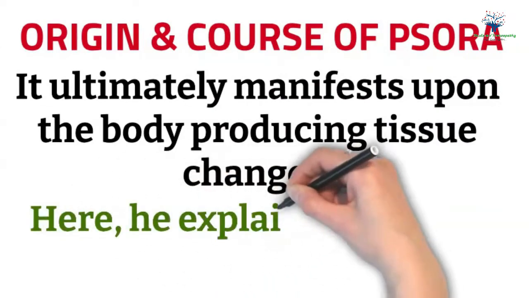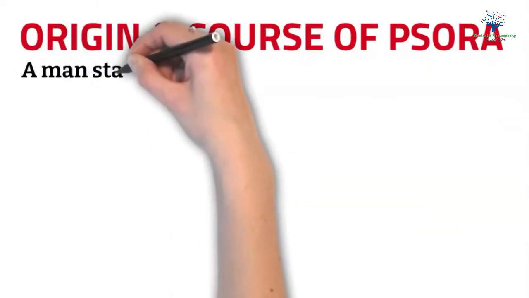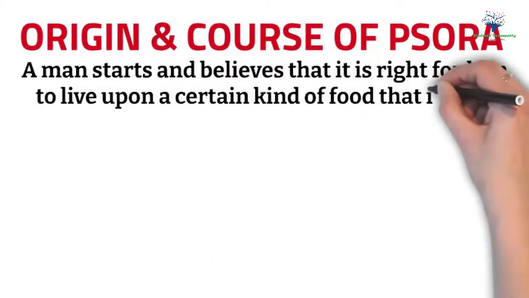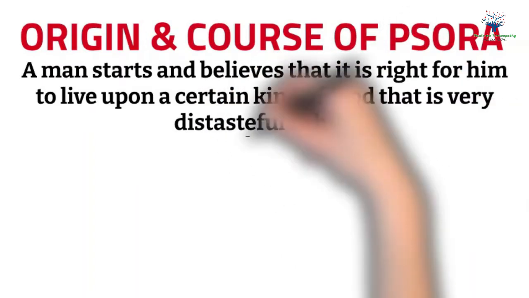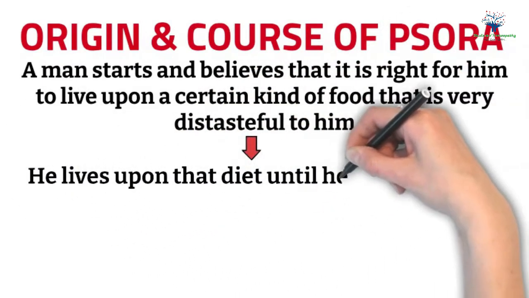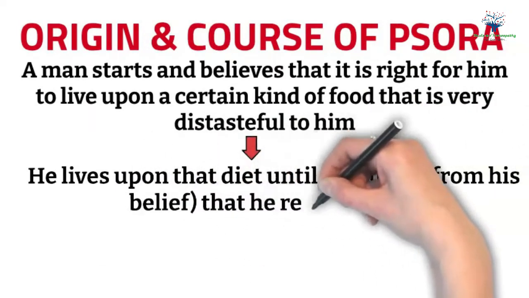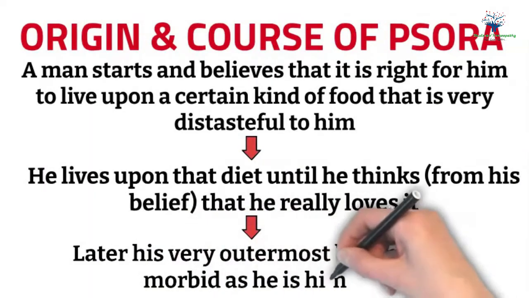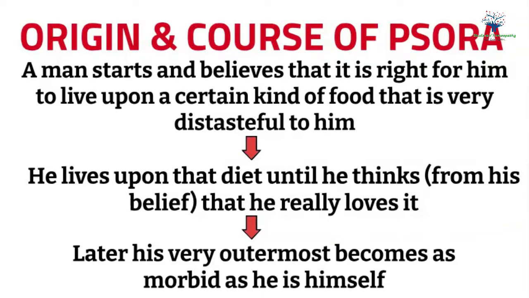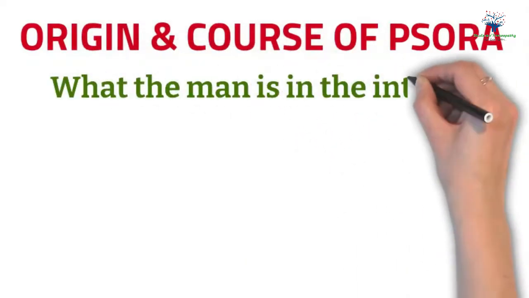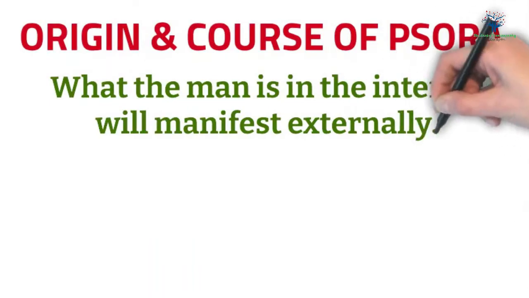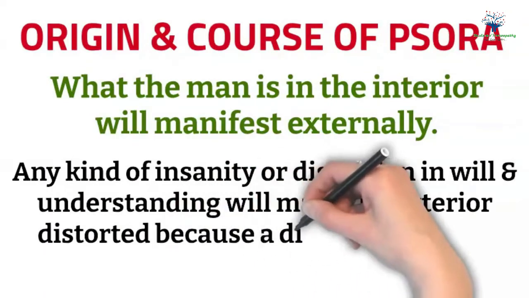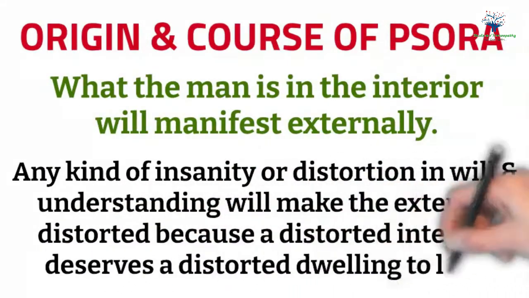Here he explained with an illustration. Suppose a man starts and believes that it is right for him to live upon certain kind of food that is very distasteful to him, and he lives upon that diet until he thinks from his belief that he really loves it. Later, his very outermost becomes as morbid as he is himself. What the man is the interior will manifest externally. Any kind of insanity or distortion in will and understanding will make the exterior distorted, because a distorted interior deserves a distorted dwelling to live.